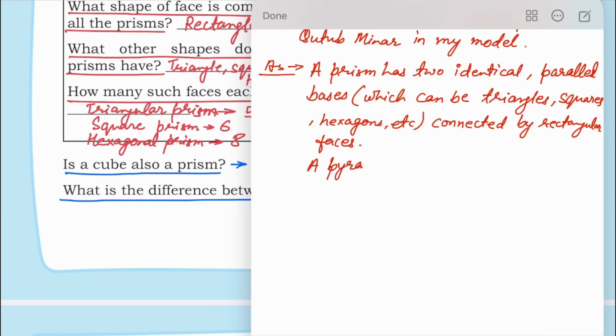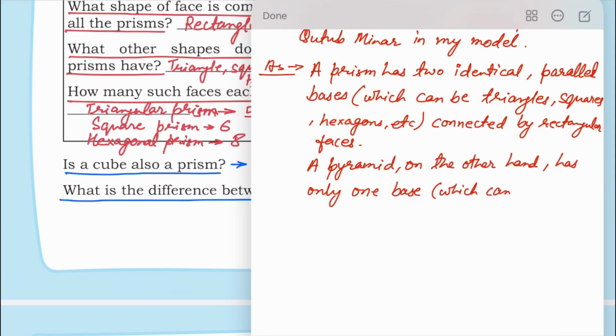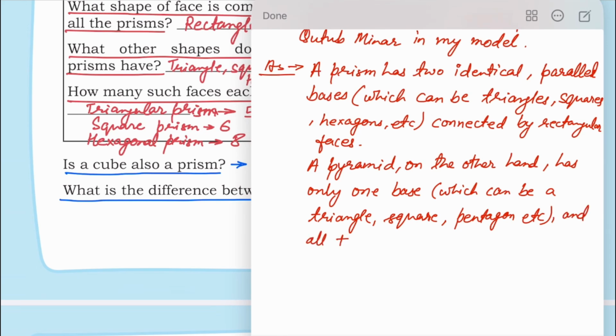A pyramid, on the other hand, has only one base, which can be a triangle, a square, pentagon, etc. And all the other faces are triangles that meet at a single point.